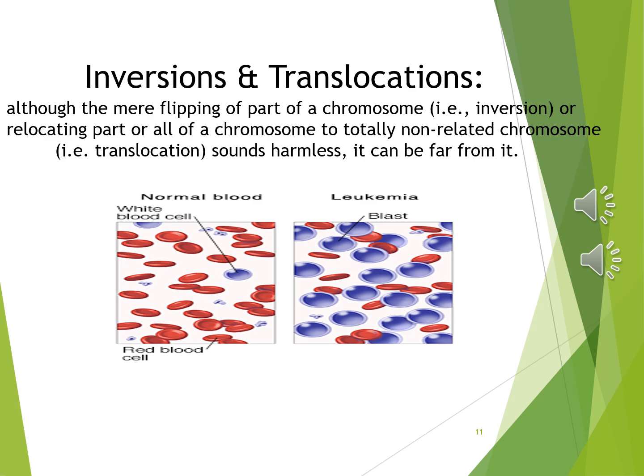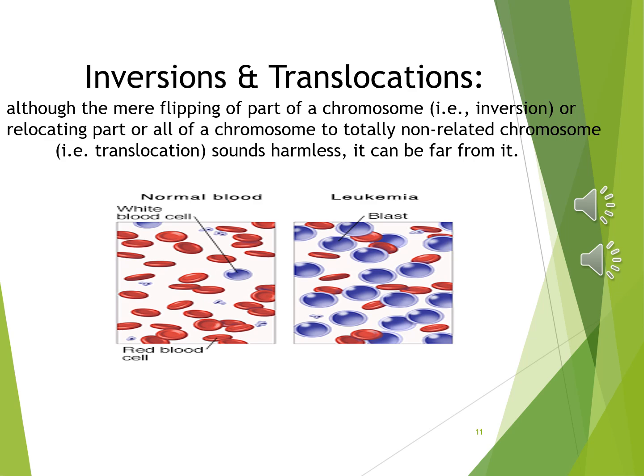Let's consider inversions and translocations. Inversion refers to the flipping of a part of a chromosome. Translocation is a chromosome, either in whole or part, being moved and attached to a totally non-related chromosome. They both sound pretty harmless, but they're really far from it.